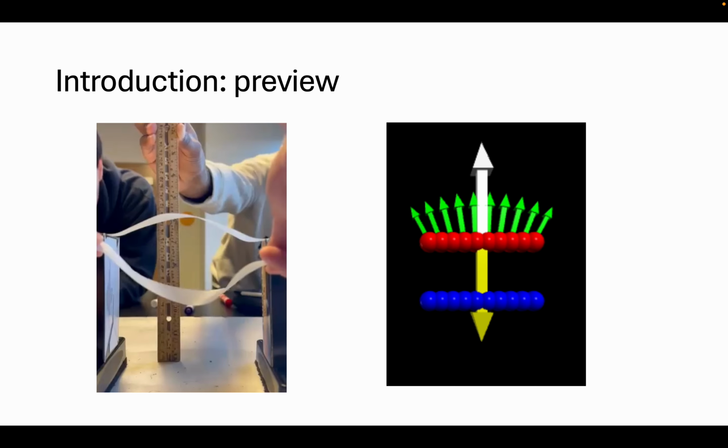Here's the preview of the experiment. In the left image, you can see the actual experiment that we did, and in the right image, you can see the computer model that I've created. You can notice the electric and gravitational force magnitudes are the same, and the electric fields on the top tape are represented as green arrows.